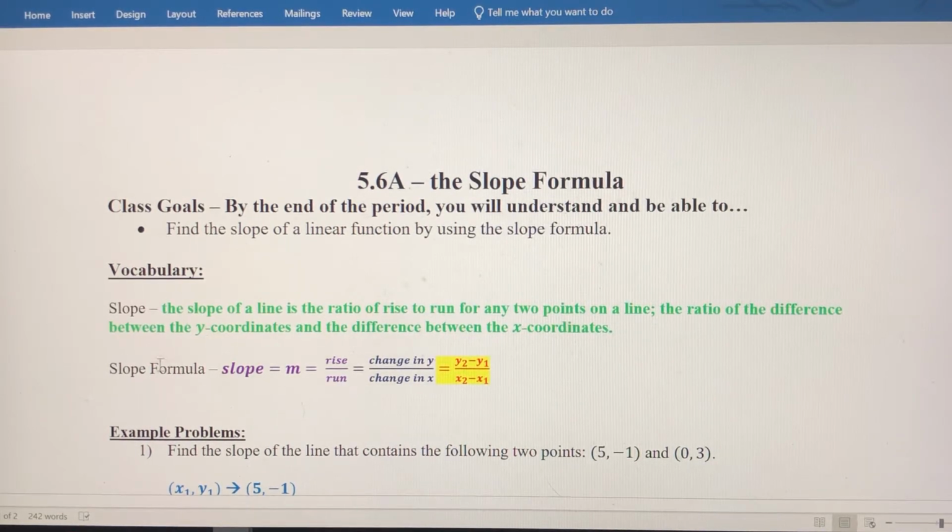So first thing, just to reiterate, the definition of a slope is the ratio of rise to run for any 2 points on a line. We could also say it's the ratio of the difference between the y coordinates and the difference between the x coordinates. So slope, again, we use the variable m, it's rise over run, it's change in y over change in x. And we recently learned the formula, so remember: y2 minus y1 over x2 minus x1, or the y coordinate for the second point minus the y coordinate for the first point, divided by the x coordinate for the second point minus the x coordinate for the first point.